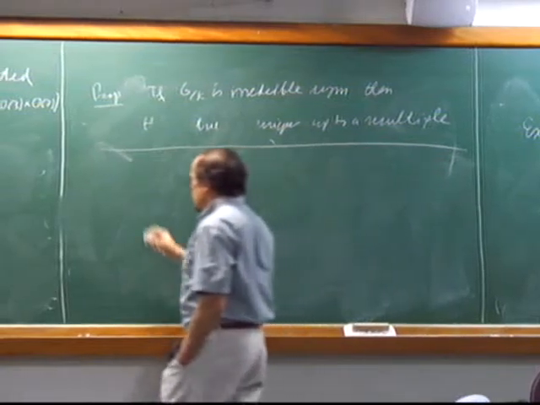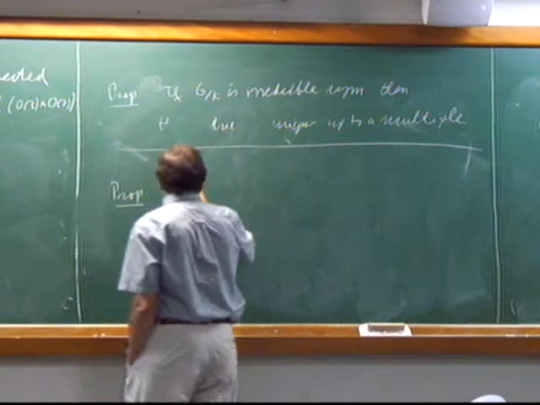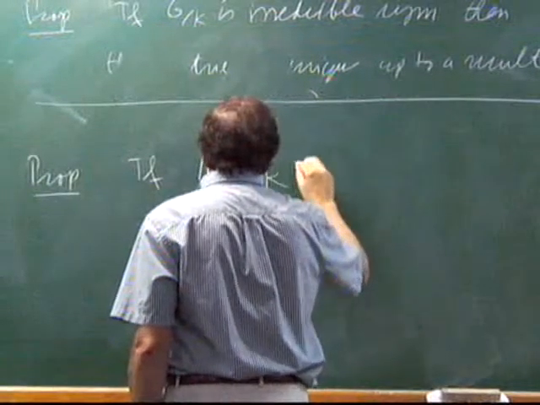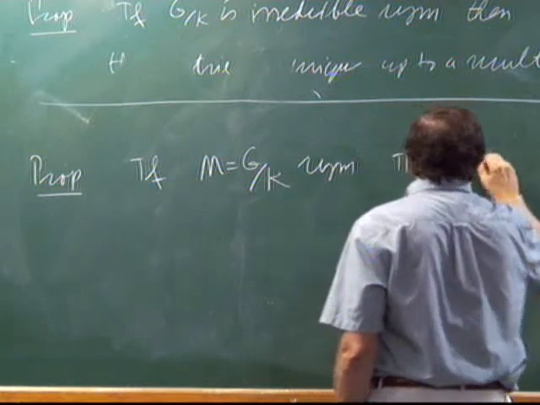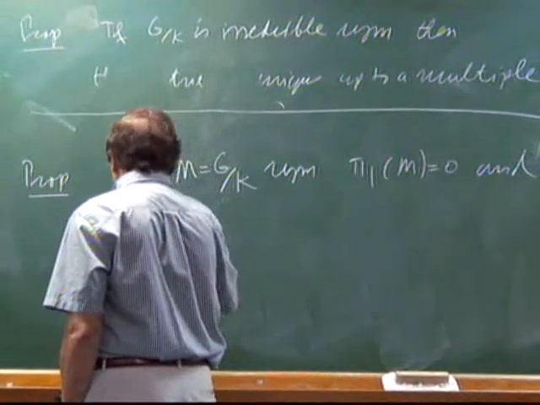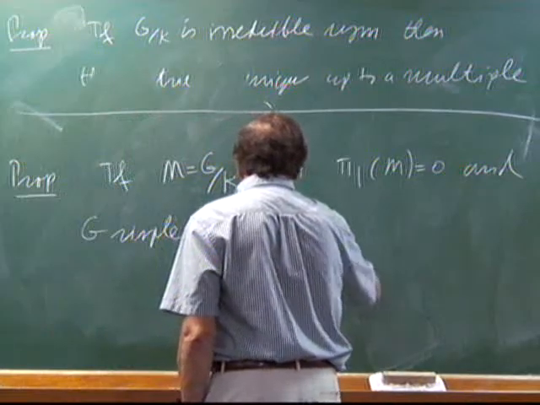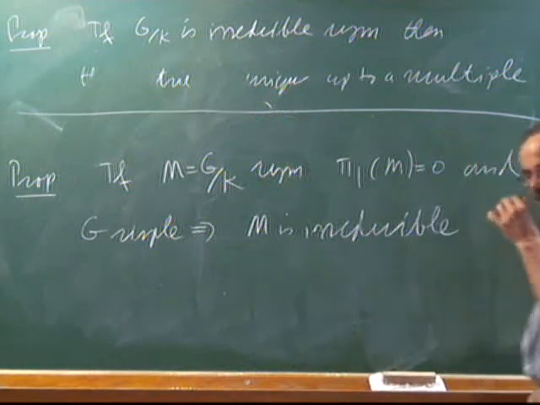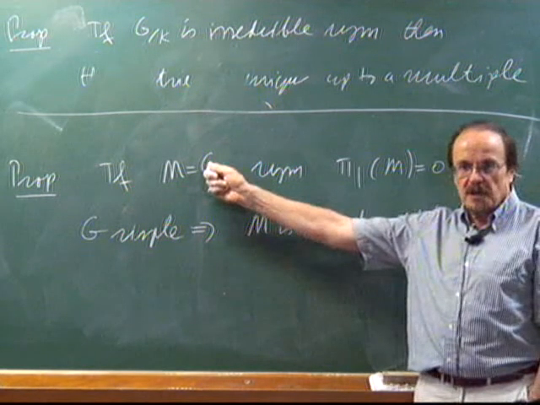Another application or simple consequence: if M is G mod K, symmetric, simply connected, and G simple, this implies that M is irreducible as a symmetric space, and hence Einstein, for example. Right? So any symmetric space with G simple must have an Einstein metric.